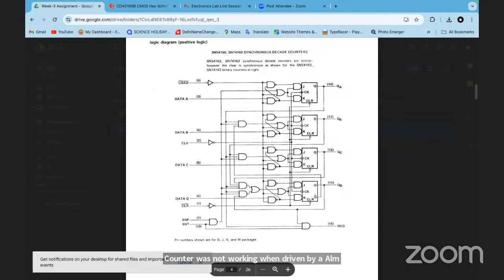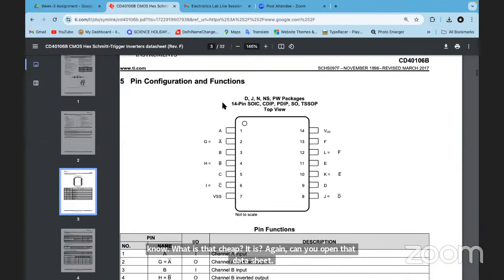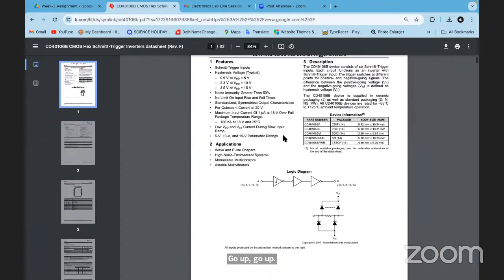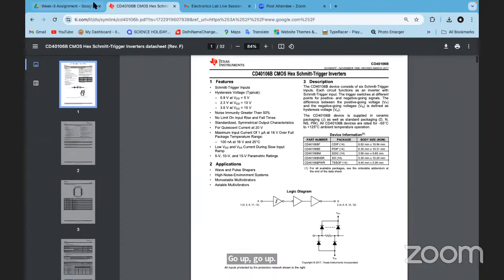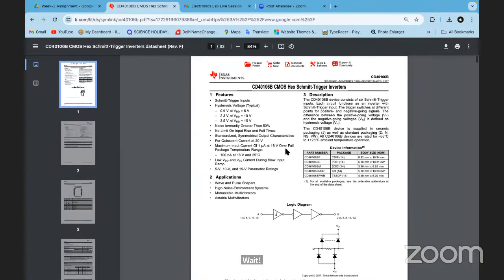Now what we have done, we have put it through this other chip, which basically is, what is that chip? Can you open that data sheet? Go up. I want right up. Sir, for which one you are talking about? This one only. No, go up. Go right to the top.